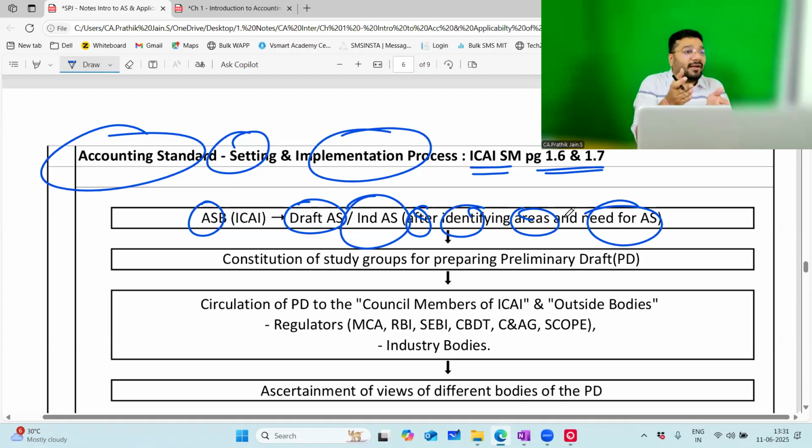Like how after completing 12th, you had a dilemma: should I do CA or not do CA? So who came to your rescue? CA Prathik, sir. Very important. What did I do? I guided you, gave a clarity. Consultation free of cost. Tell that also.